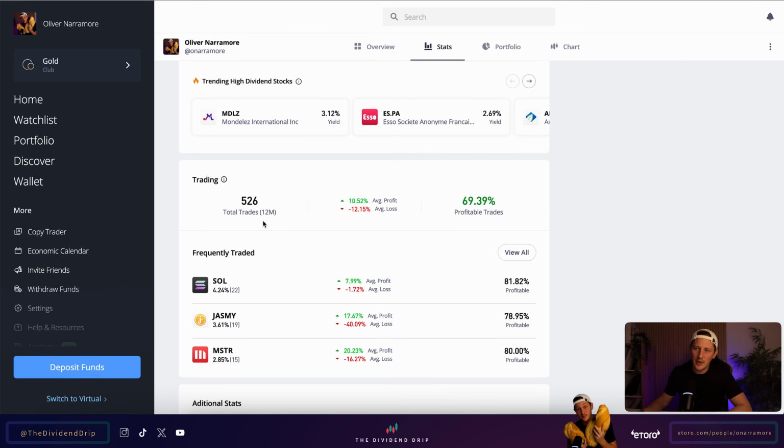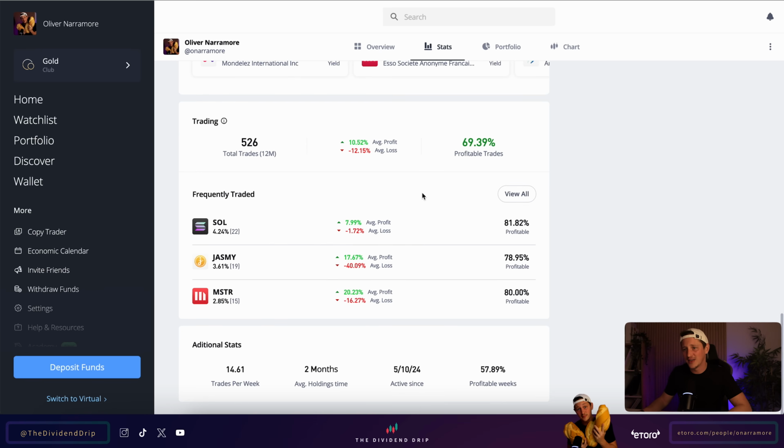Then you've got your trading. How many trades have you made in the last 12 months? Your average profit and loss, and how many trades have been profitable. And you can dig into this in a lot more detail as well. As you can see here, most of mine were crypto, very profitable, but I just don't like the volatility of them, so I'm dumping them off. I want to go just stocks.